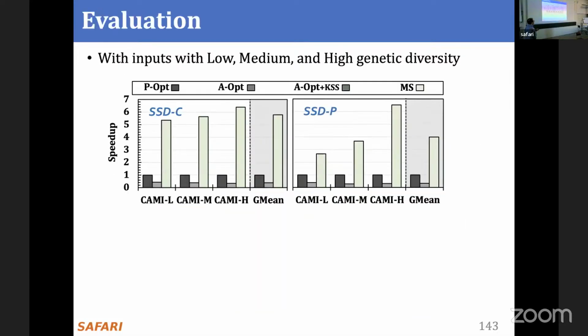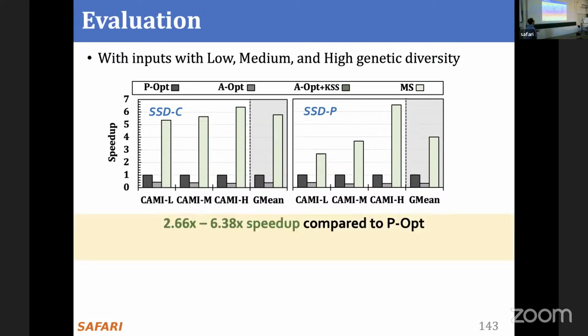So for evaluation with inputs with low, medium, and high genetic diversity, we observed quite a good speed up compared to the performance optimized baseline. This is the performance of the algorithm that provides the best performance. You can see that we compare against two baselines. One of them is the performance optimized baseline, which uses high performance algorithms or implementations, but they provide relatively lower accuracy. And also we compare against the accuracy optimized baseline, which provides high accuracy, but unfortunately low performance.